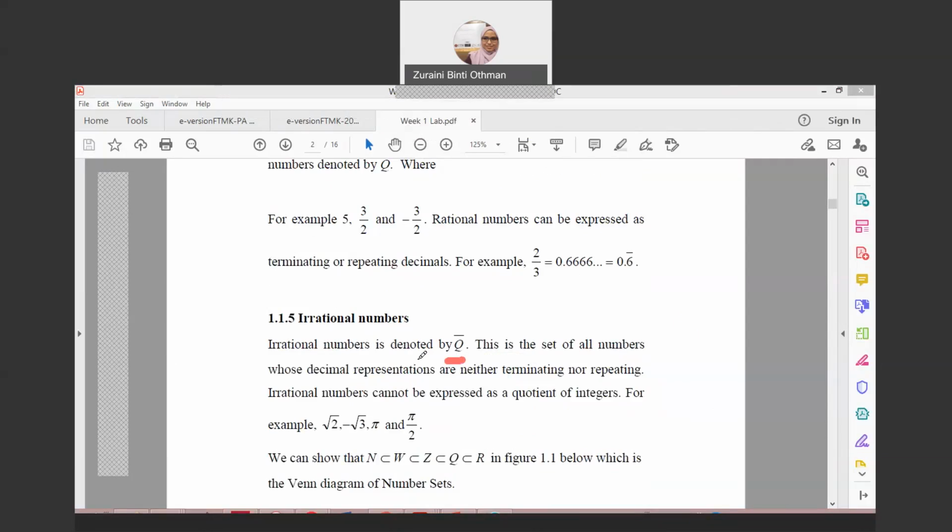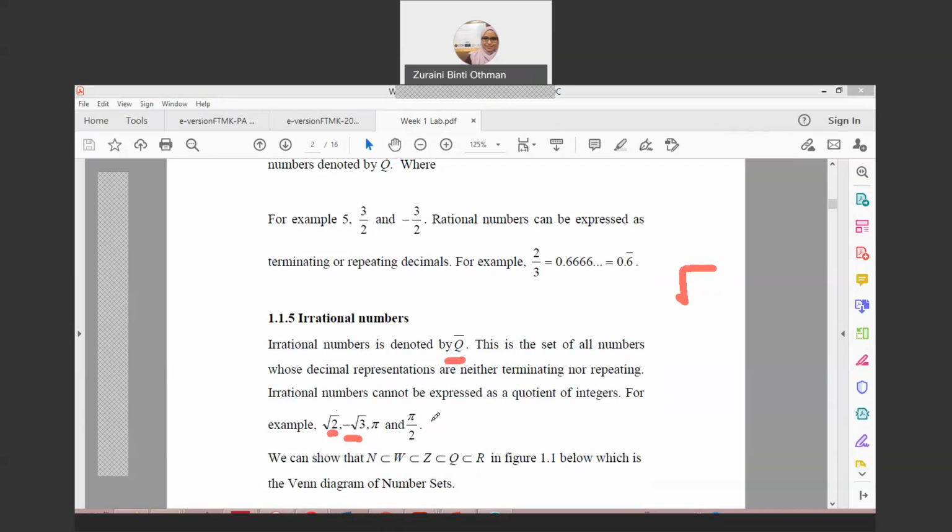This is Q bar, which is irrational number. This is the set of numbers whose decimal representation is neither terminating nor repeating. Irrational numbers cannot be expressed as a quotient of integers. For example, root. Okay, kita ada simbol ni, kita ada cakap root. Kalau saya kata root tu simbol ni lah, ataupun square root of macam tu, itu ialah root juga. Root of root tu ni ialah irrational number. Kita tak boleh buat dia dalam bentuk pecahan macam tu. Jadi kita kata dia irrational number. Negative root 3 is also irrational number.